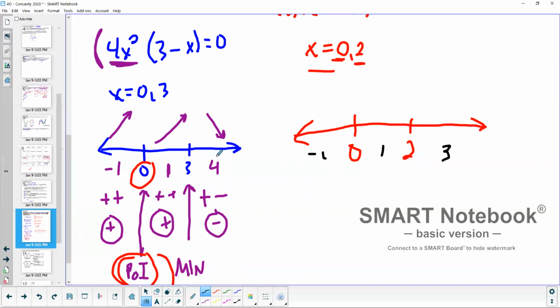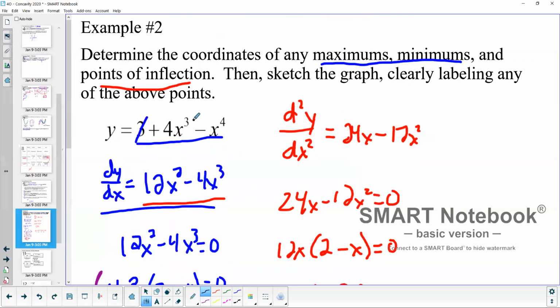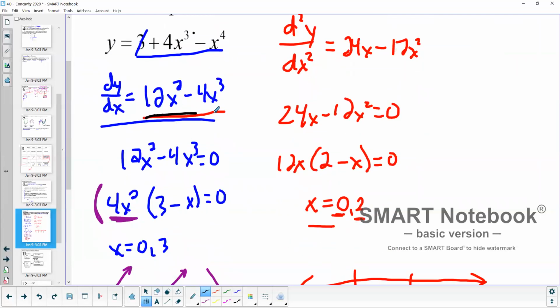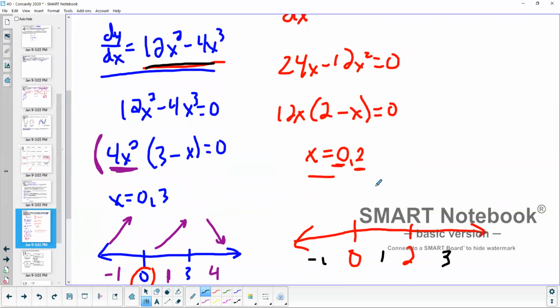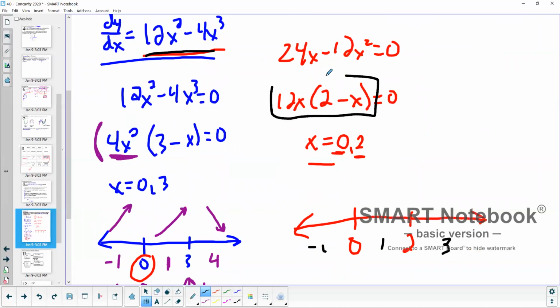-1, 1, and 3, I'm not going to plug them into the original function because that would give me the y coordinates. And I'm not going to plug them into the first derivative because that would give me the slope of the tangents. I don't want that. I want concavity. And so I'm going to have to plug those into the second derivative. And just like we did before, I don't care about the numbers, I only care about the signs.